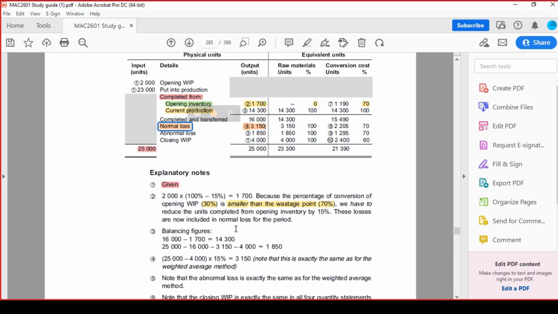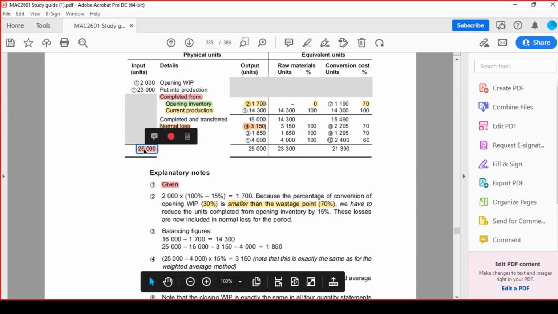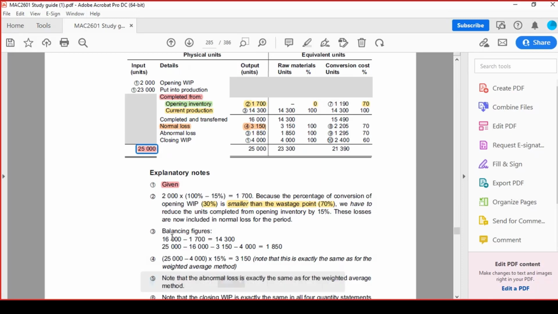So now, normal loss, how we calculate it, as usual, I say, what are my inputs? My input is 25,000. Great.